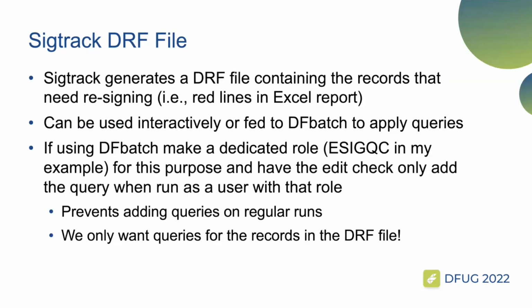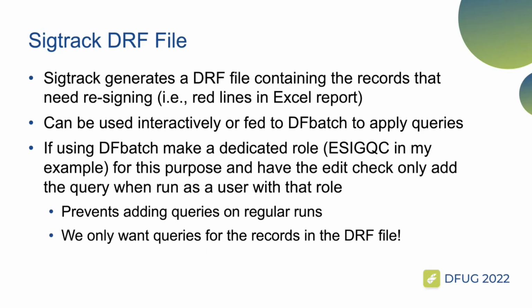So SIGTRAC also creates a DRF file. So why would we want one of those? We have this nice colorful Excel file. Why would we need a DRF file? Well, the DRF file allows us to quickly find the records that need re-signing, so all the ones that are in red. And we can either use this interactively in DFExplore, or we can feed it to DFbatch. And if we feed it to DFbatch, we could have another little edit check that applies queries that says, hey, we need you to re-sign this form.